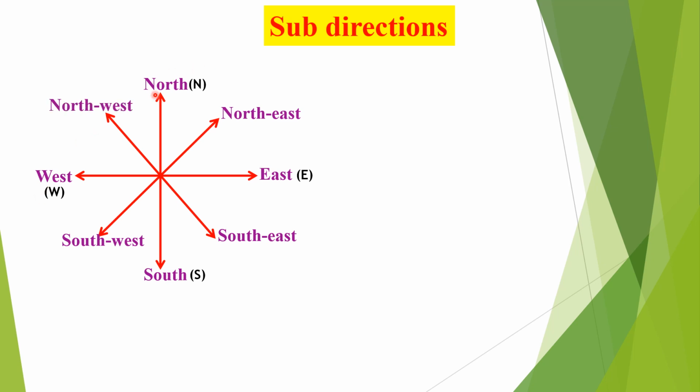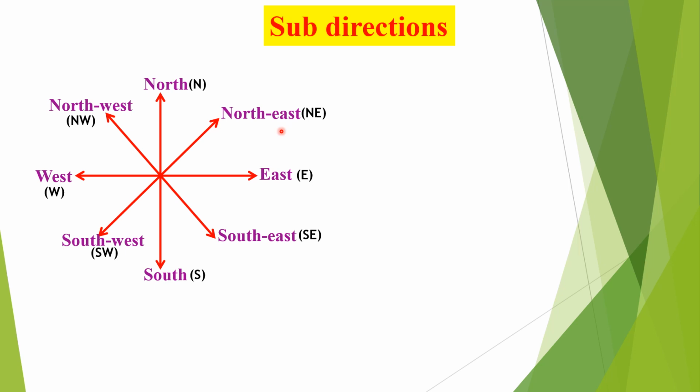Again we can use some symbols, actually the first letters of these words, to denote these subdirections. Northeast can be written as NE, and southeast can be written as SE. Then southwest can be written as SW, and last thing, northwest can be written as NW.